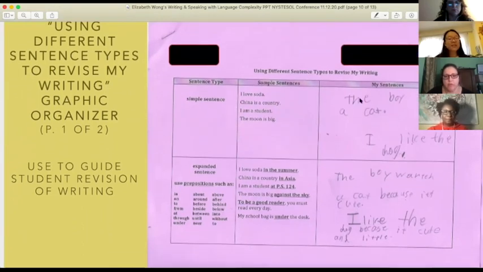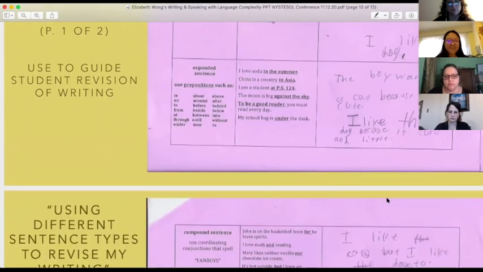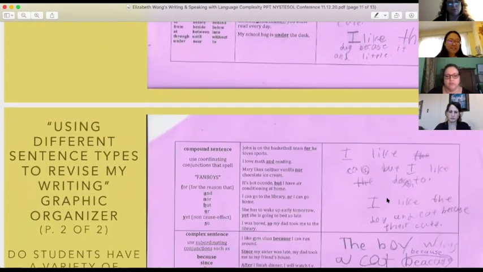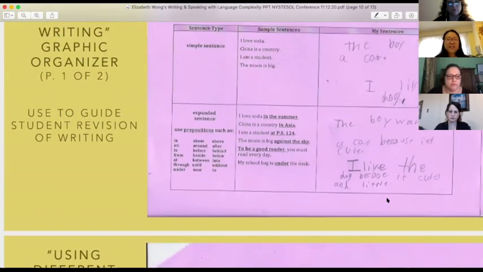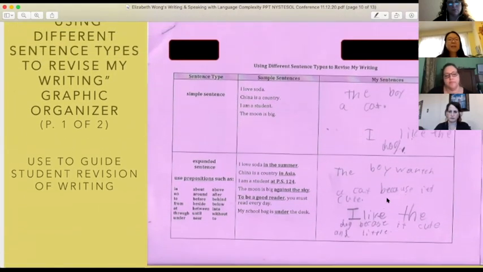So after they've written, let's say, a first draft, they're going to use this graphic organizer called Using Different Sentence Types to revise my writing. So they'll jot down the simple sentences that they have in their writing, the expanded sentences that they have, the compound and the complex sentences that they have. And if you look carefully at the expanded sentence, the student here actually made a mistake and he jotted down his sentence, "The boy wanted a cat because it's cute." That is actually not an expanded sentence. He used because, which is a complex sentence. So that is to be expected. It's part of the learning process.